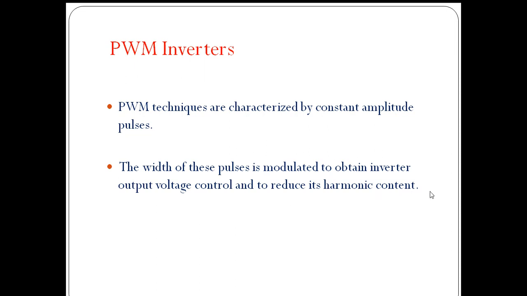So we are using two waveforms. One is a carrier wave and the other one is a reference wave. By changing the frequency of this carrier wave, which is used in modulation, accordingly we are getting the required output voltage, and its concerned harmonic component will be reduced. So this is regarding pulse width modulation technique.